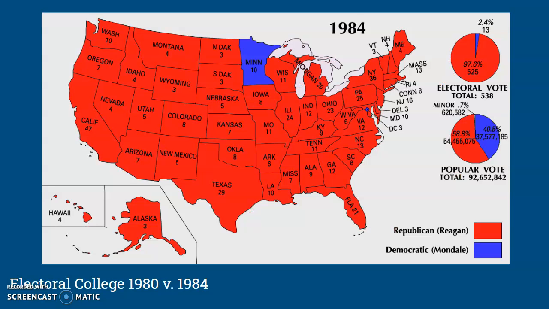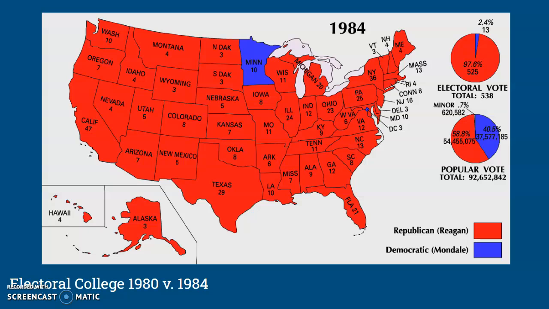Then, if we look at the 1984 map, we see the same thing happening again. If you look over on the right-hand side, in the popular vote, Reagan won by a pretty good percentage, 58.8% of the popular vote. In the Electoral College, he won 97.6% of the votes. Only 13 electors out of 538 did not vote for Ronald Reagan.